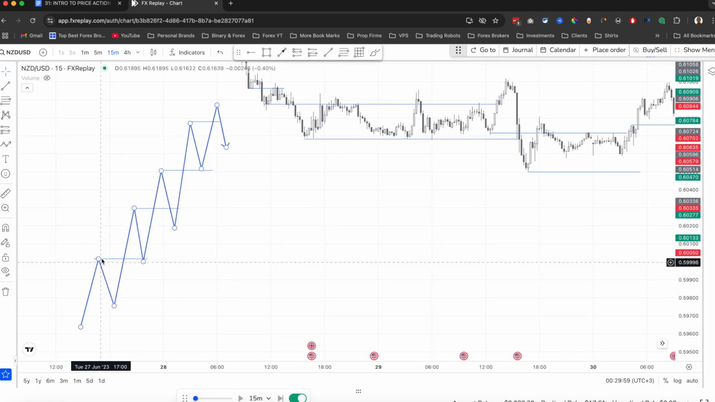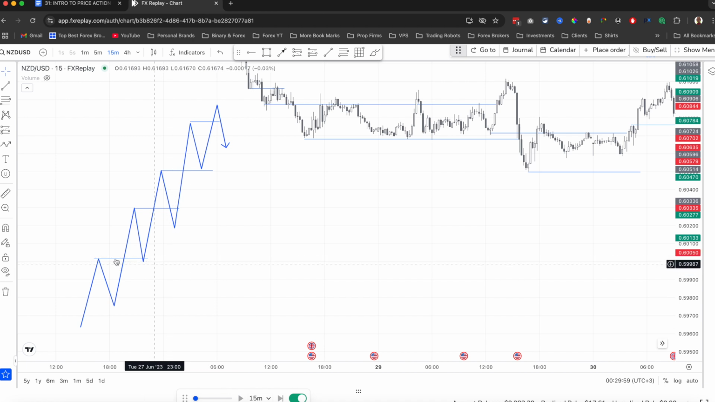So when the price breaks up, your name will be a breakout trader because you're waiting for a breakout, right? You're waiting for a breakout, and then you also wait for a retest. So you are looking for a breakout and waiting for a retest, a breakout and a retest.